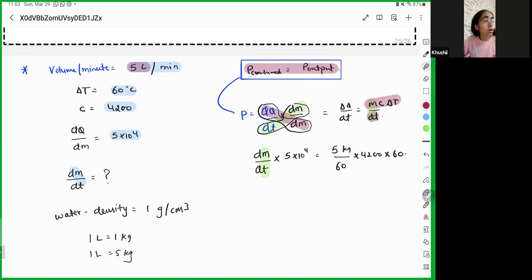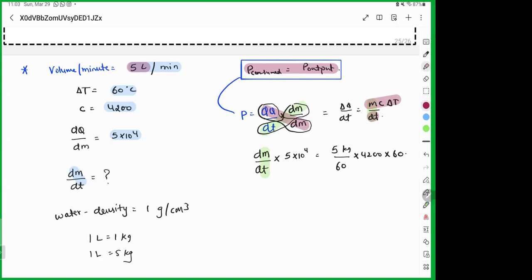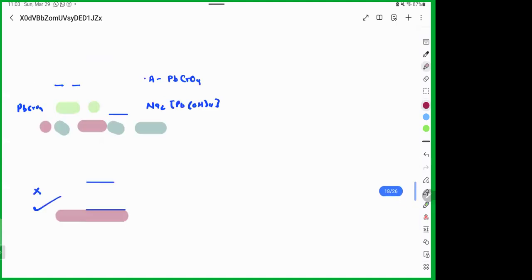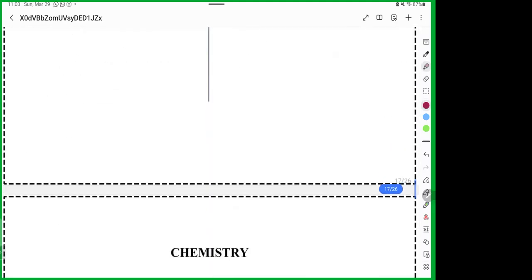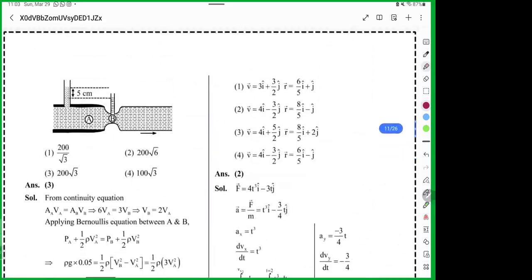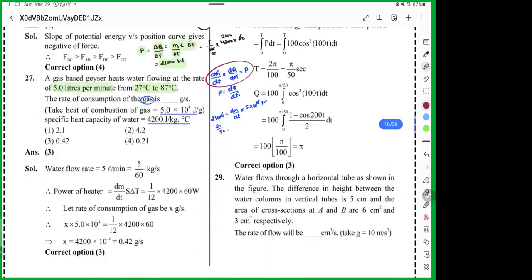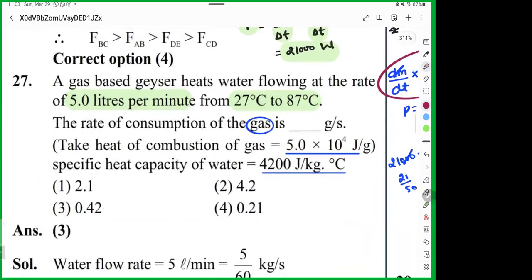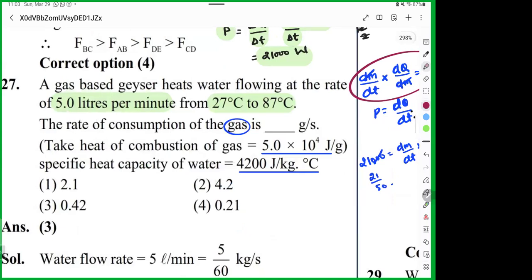Sir, one question to show. Sure. Look at this: a gas based geyser heats water, the water flowing rate is this, and at this rate of consumption of gas, how much gas will be consumed?